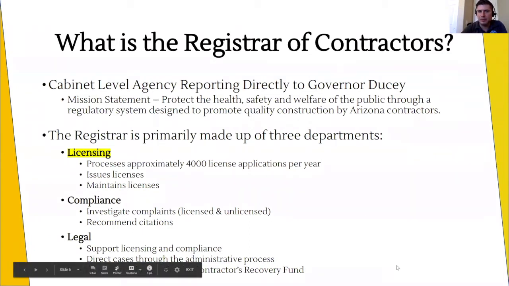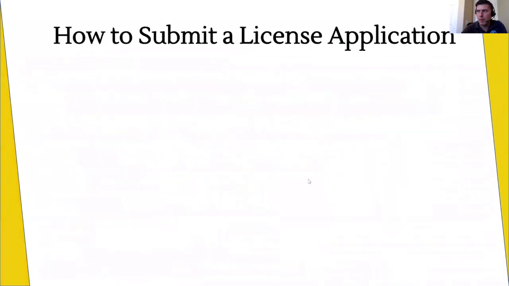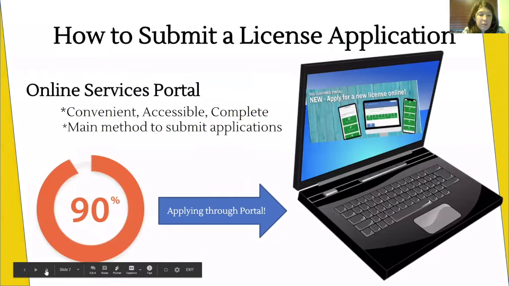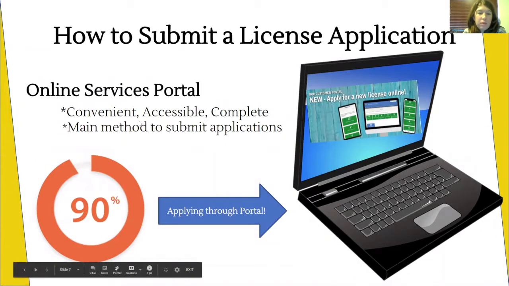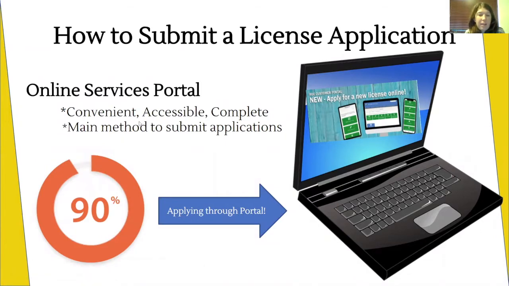Okay, so I'm going to go over what the Registrar of Contractors is. We are a state agency that licenses contractors. The main way to submit a license application to us is through our online portal, which is found on our website. So 90% of our applications are currently submitted on the portal. It's very convenient because you can access it whenever you want. It doesn't need to be during our business hours. You can go on and submit your application when it works best for you.